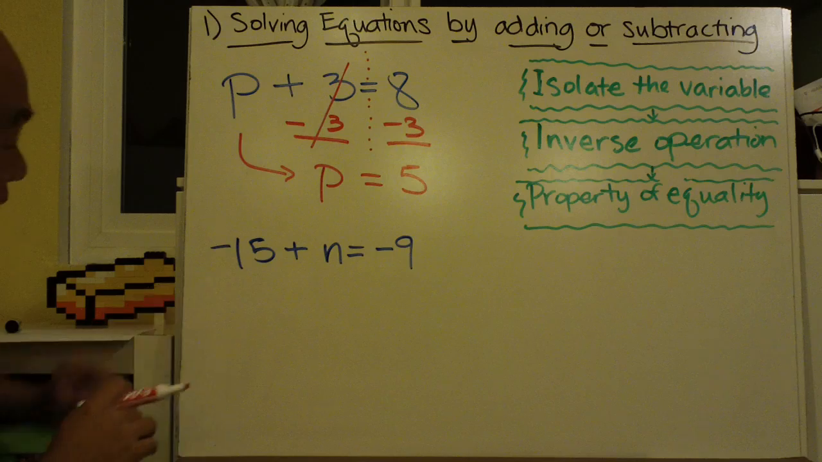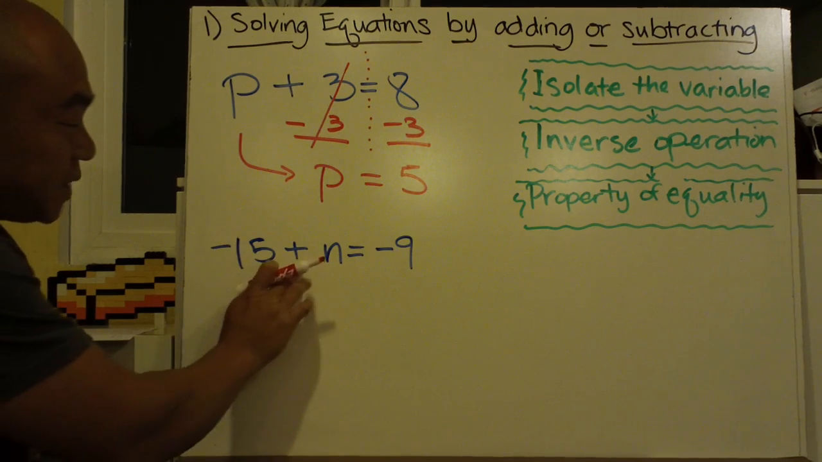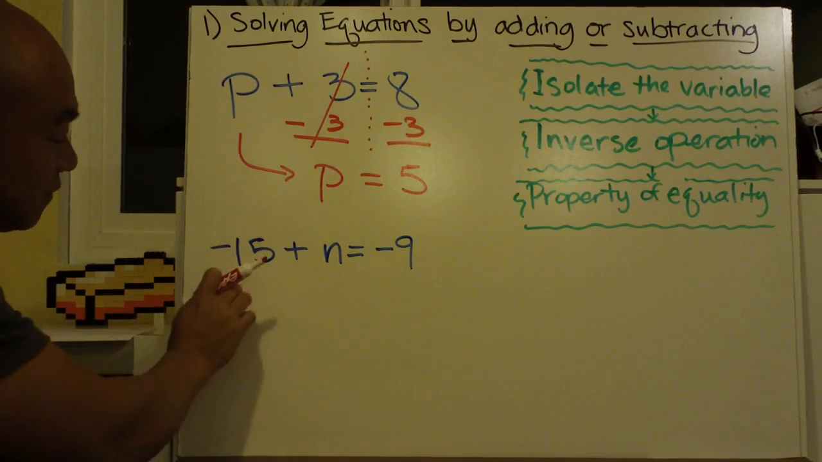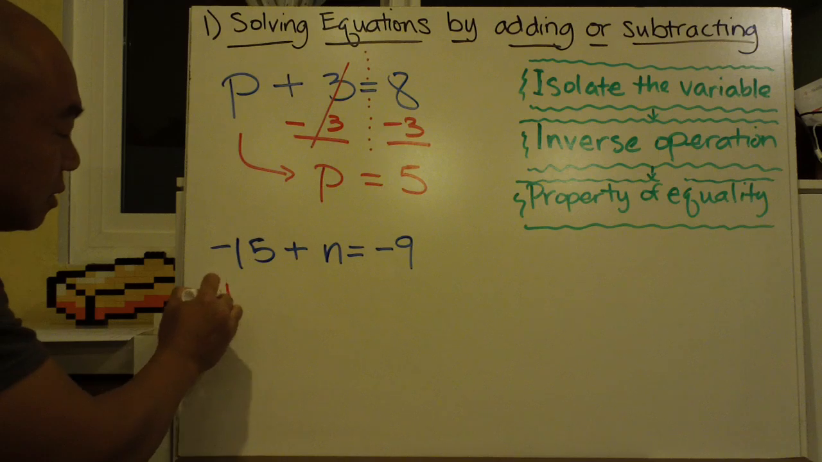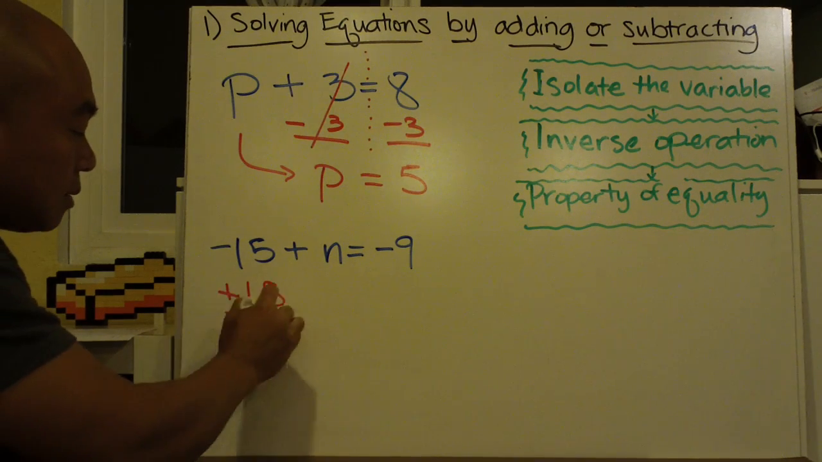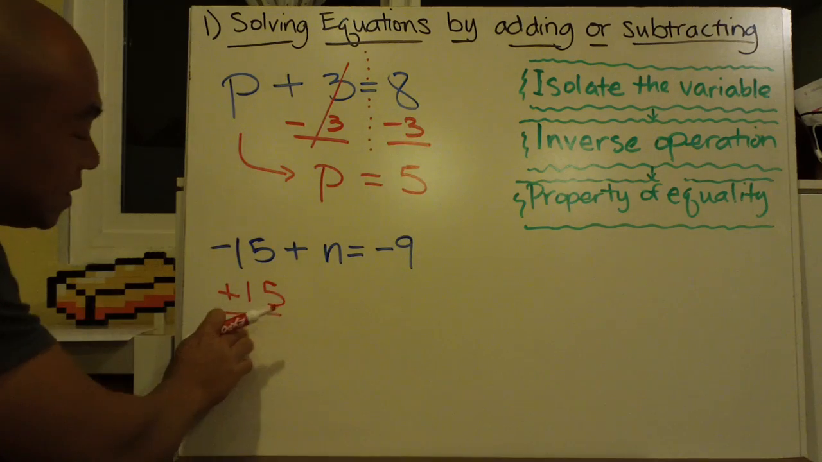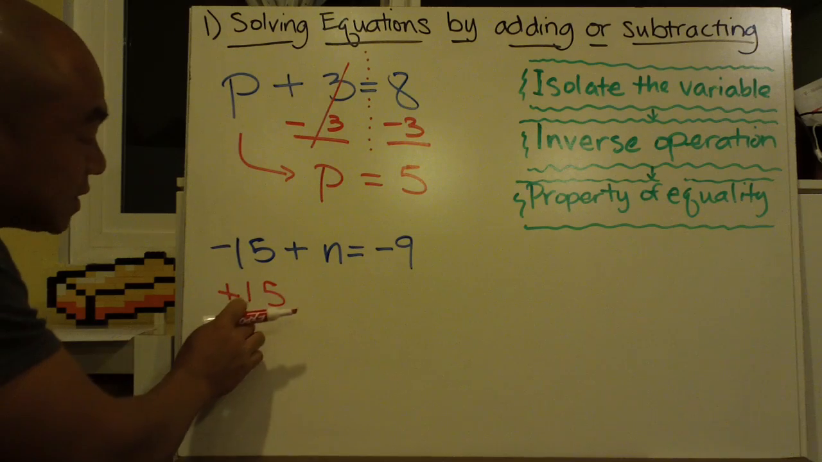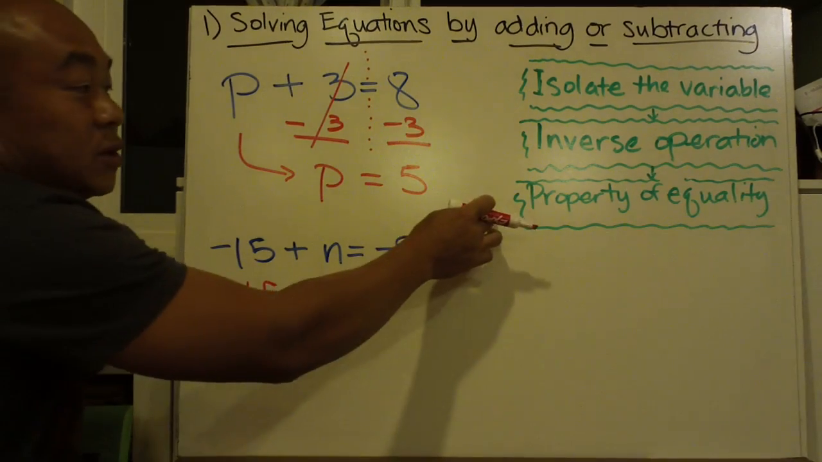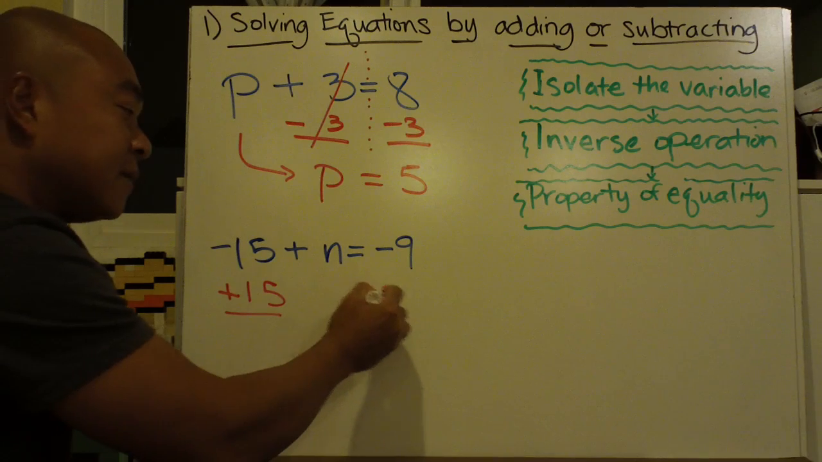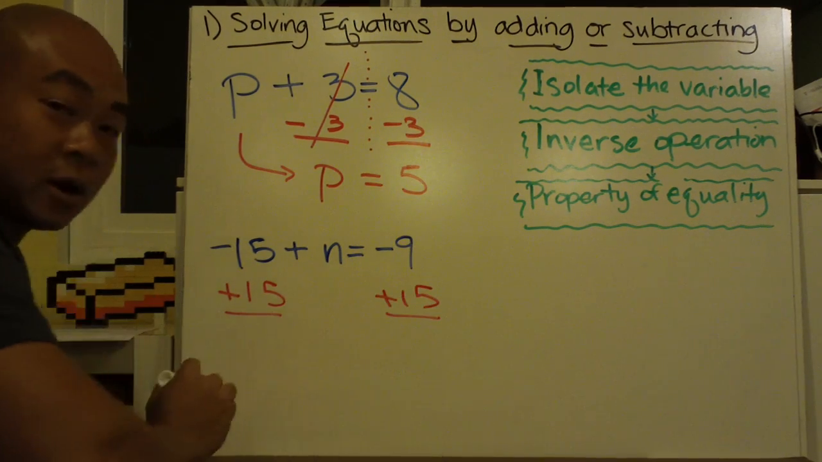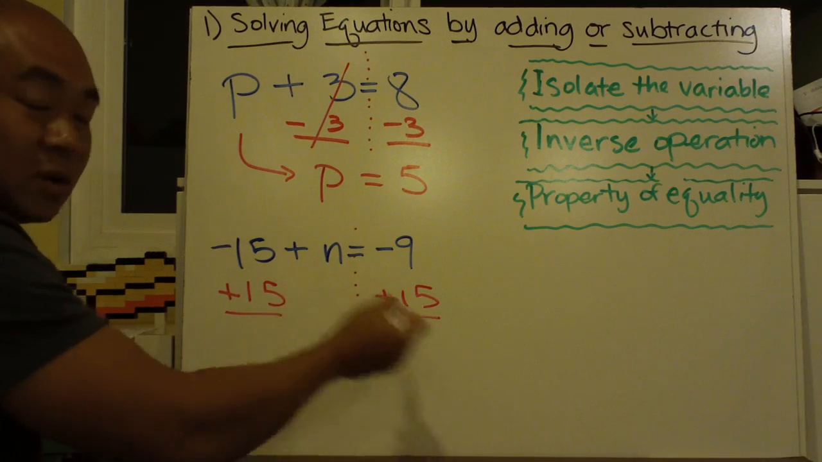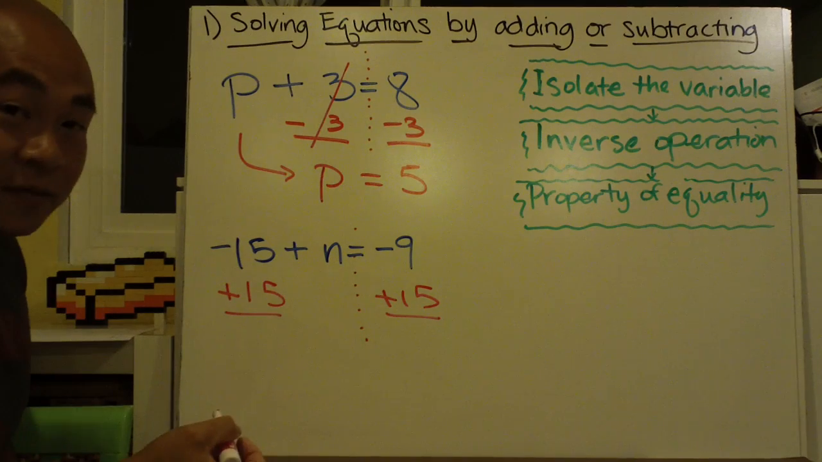Alright, let's look at this one. I have negative 15 plus n is equal to negative 9. Again, I'm going to do the opposite of negative 15. So I'm going to add 15 here. I'm isolating the variable by getting rid of this negative 15. Since I added 15 here, I'm going to use the property of equality and add 15 right here. Both sides of that equal sign have an added 15.